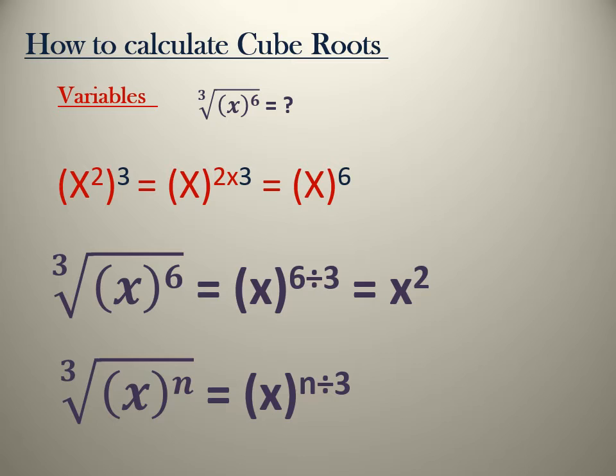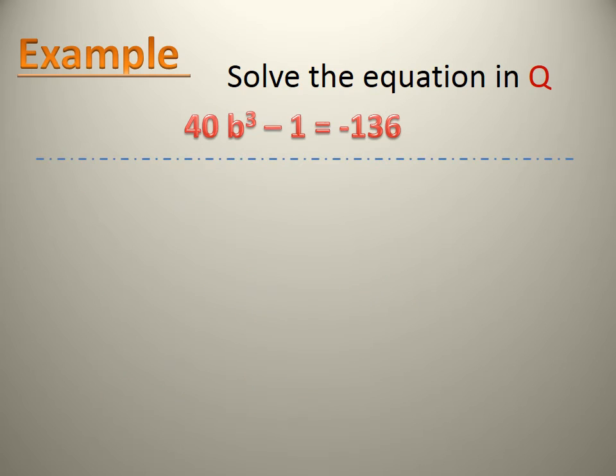Okay, x here is called the radicand, and 3 is called the index. So x to the power 6 divided by 3 equals x to the power 2. And finally, the cube root of x to the power n equals x to the power n divided by 3.